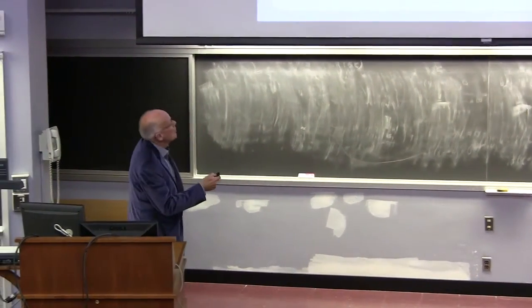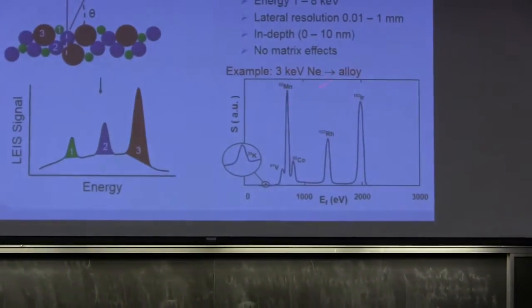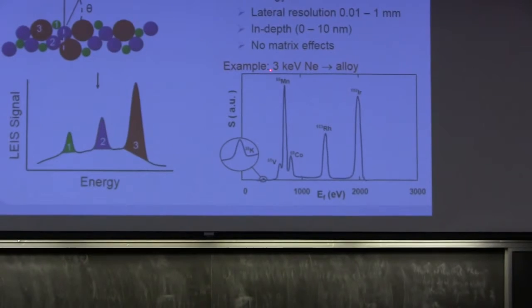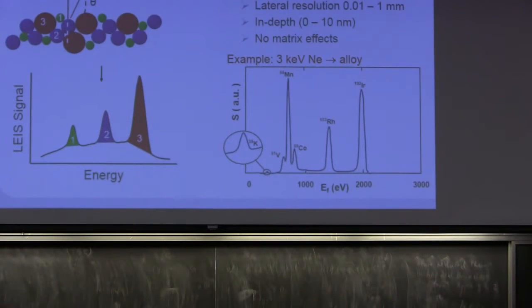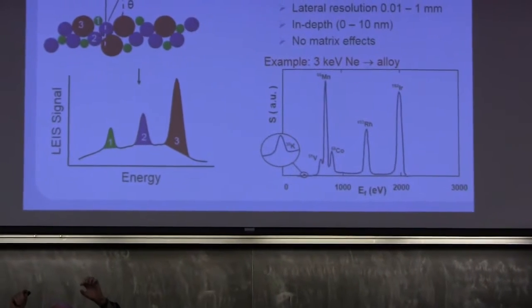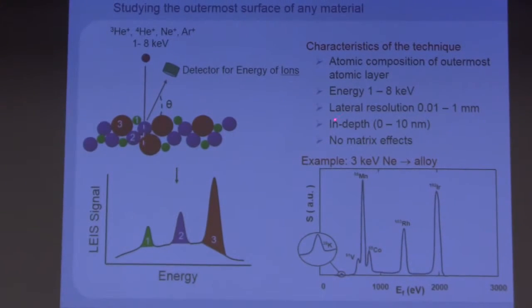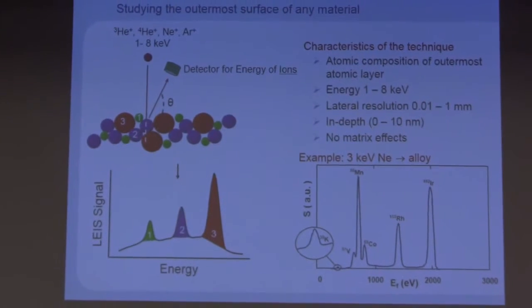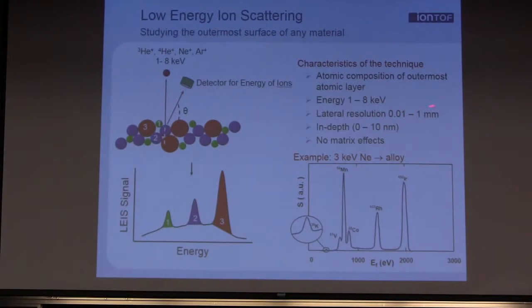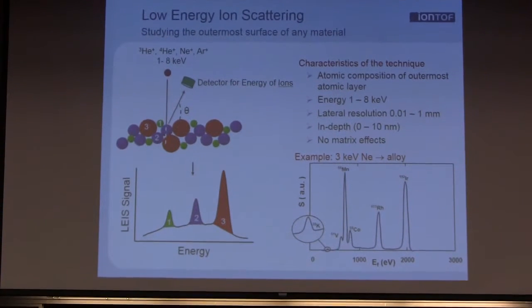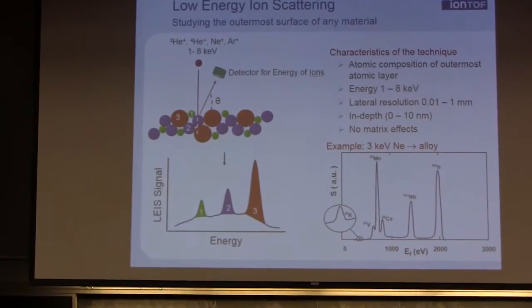In this particular case on the right, you see neon scattering from an alloy, and you come in with 3 keV, you get an energy spectrum, and that is a mass spectrum of the atoms in the outermost atomic layer. The lateral resolution is getting better nowadays. It's not fantastic, not like an electron microscope, for instance. And it is a quantitative tool, and I'll show you some examples of that.